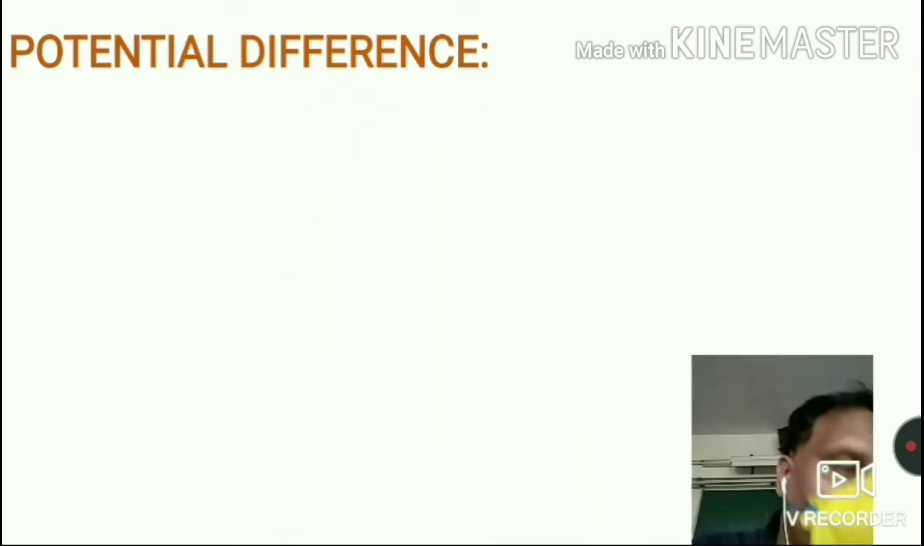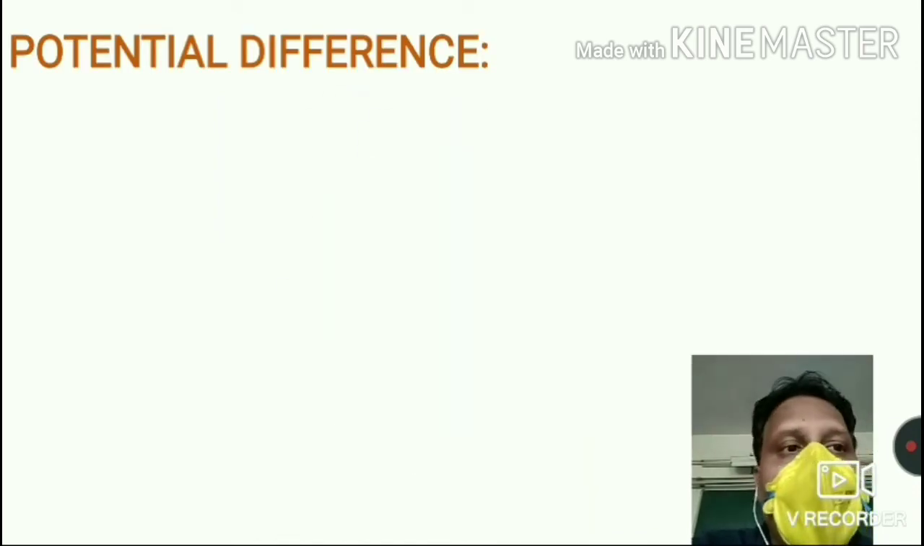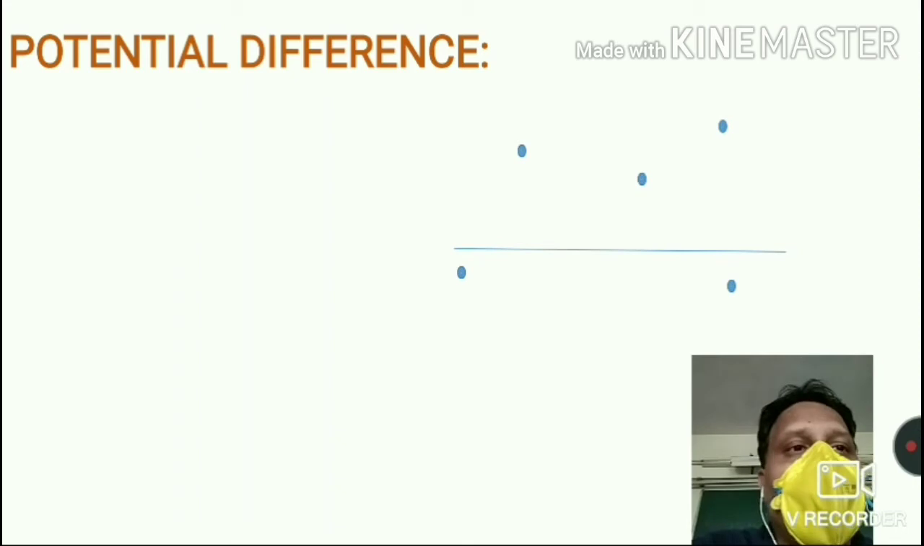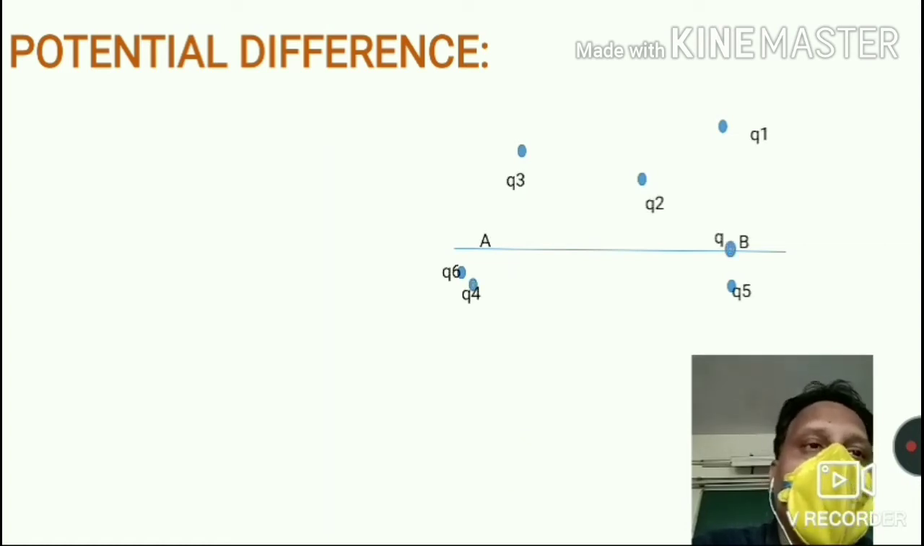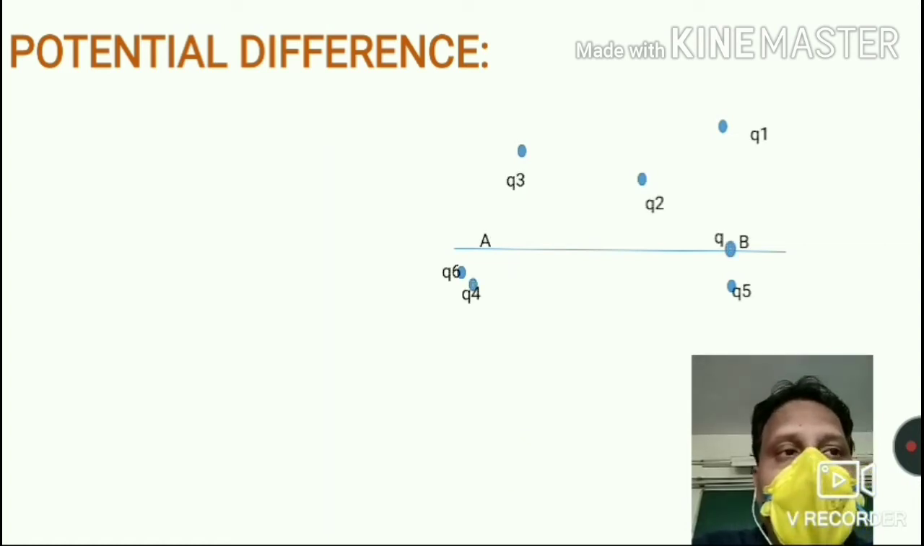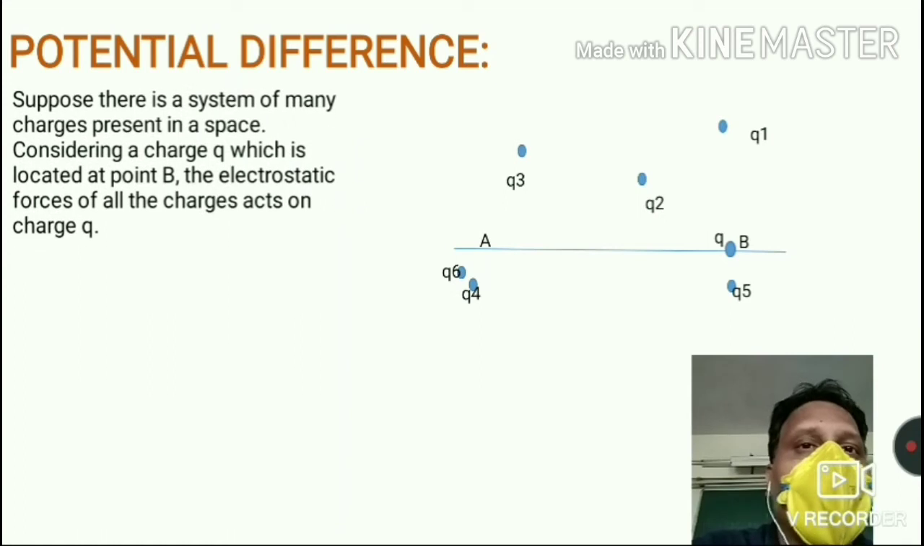The potential difference. What is potential difference? How does the potential difference work? Okay. What is potential difference? Now here you are seeing a line, 3 dots above, 2 dots below. What is that dot? Dot is nothing but a charge. Here we are defined as a charge. So what this figure actually depicts, just see that.